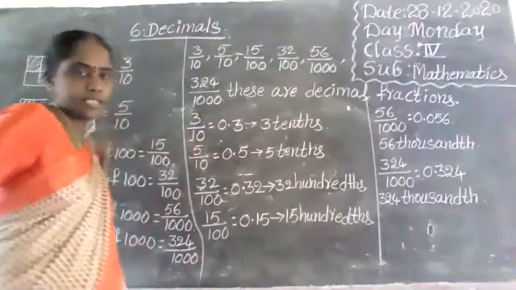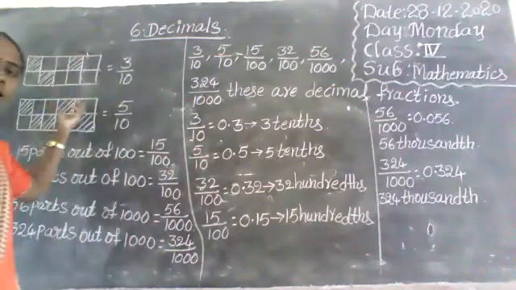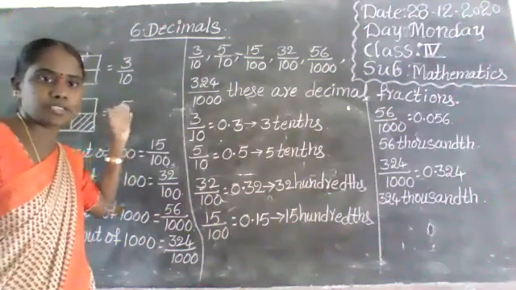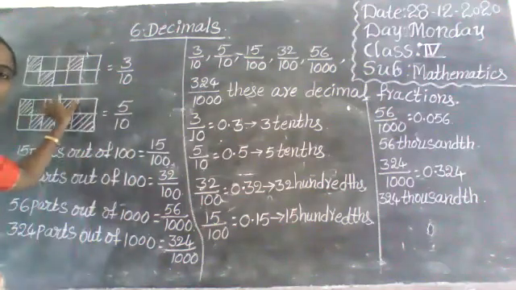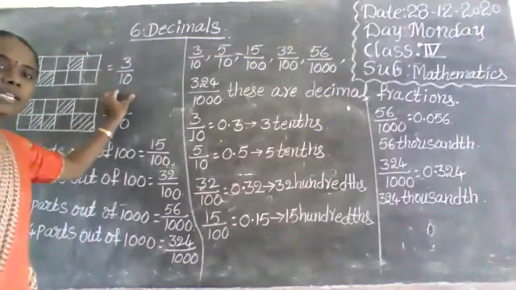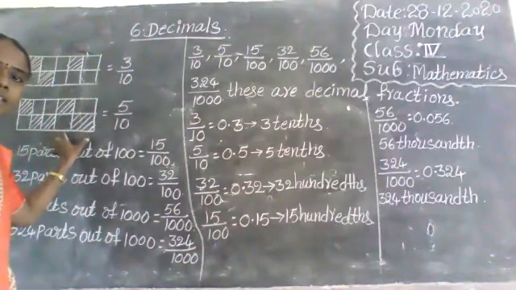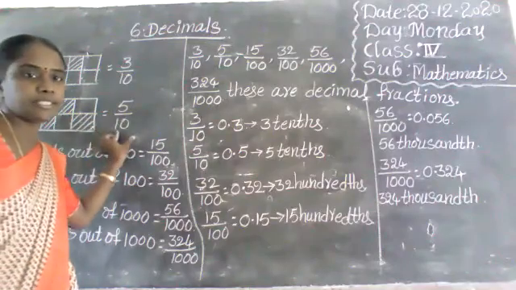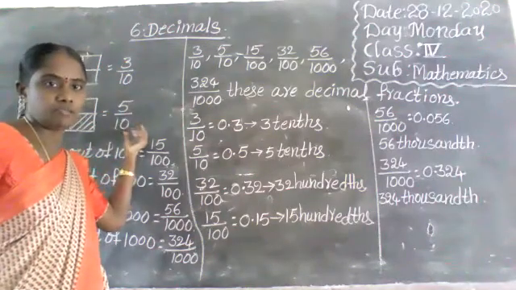Once again, I will explain. Listen, children. First, how to write fraction form? We know already perfectly how to write fraction form. Here, 3 parts out of 10, so we have to write 3 by 10. Next, similarly here, 5 parts out of 10, so 5 by 10 we have written here in fraction form.